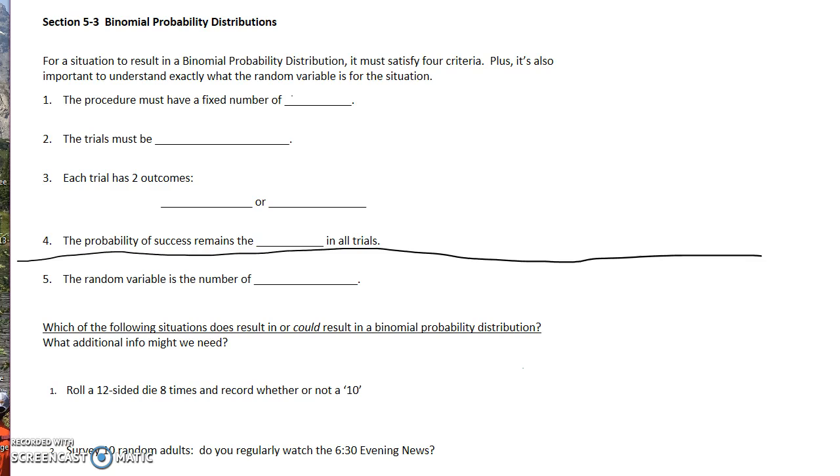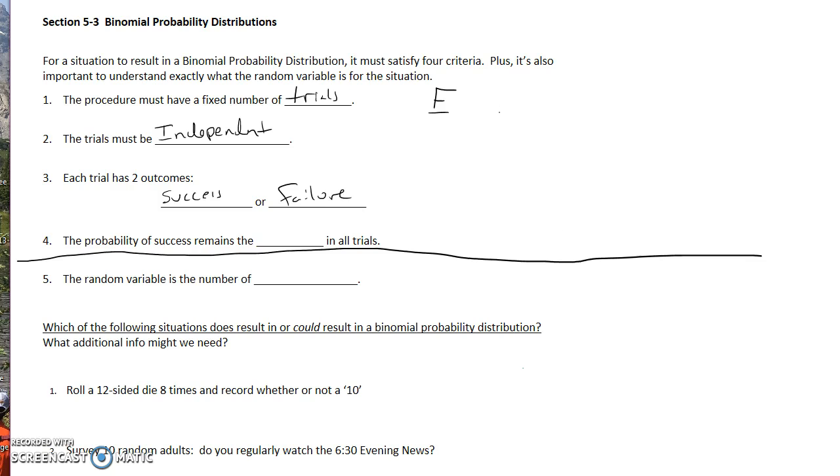So the procedure must have a fixed number of trials. I'm going to put a big old F here because we're going to do something to help us remember these. The trials must be independent. Each trial must have two outcomes, either success or failure.